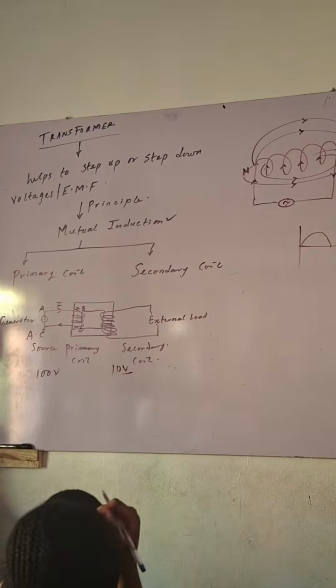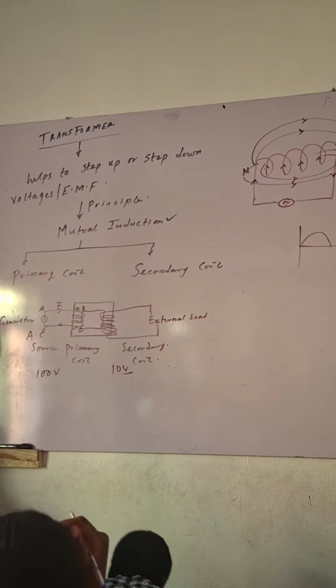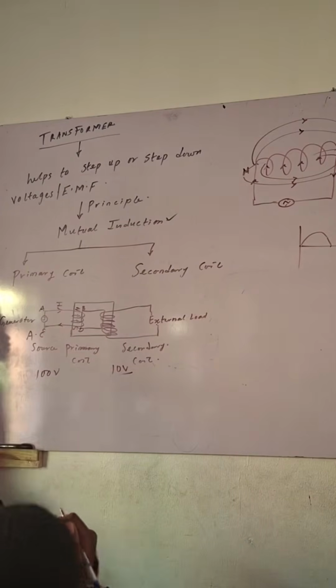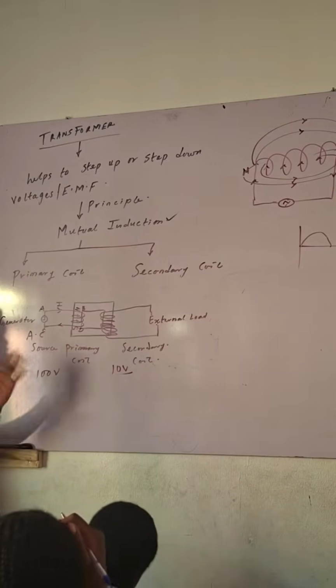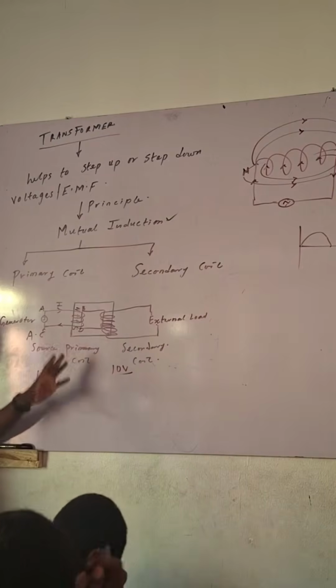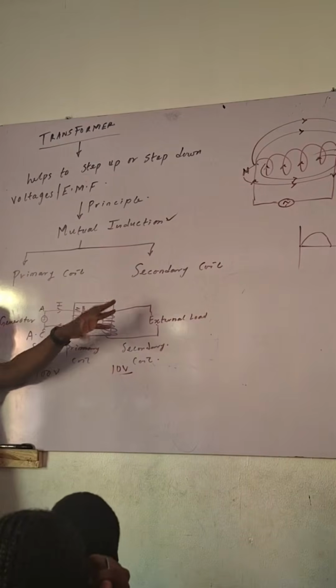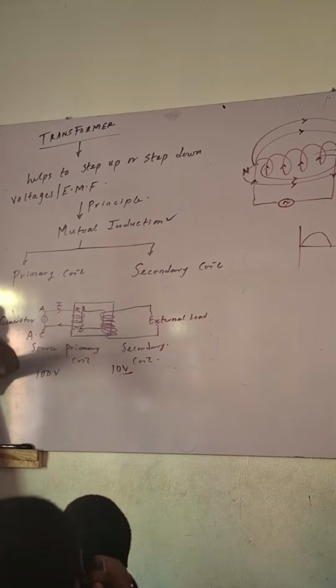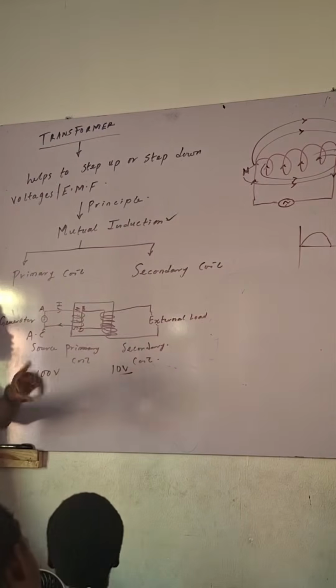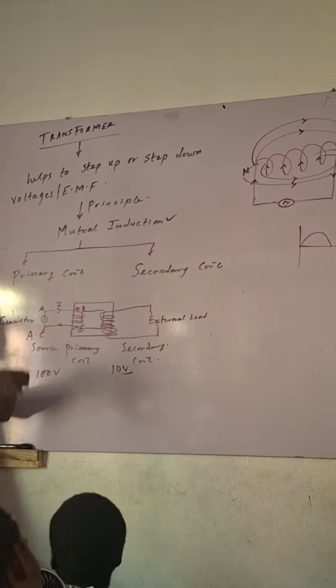Immediately I get 10 volts, I already know I've made a mistake somewhere, because the principle will not work that way. The way this transformer is designed, I should get a higher voltage here. So when I go to the options, I might not even solve. I will just look for a value that is higher than 100, pick it and move to the next question.